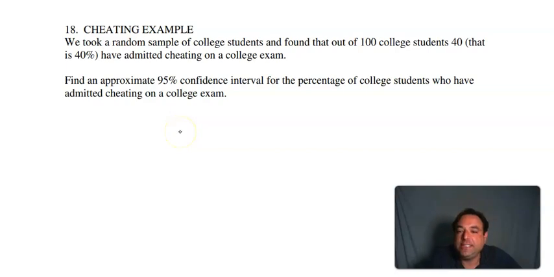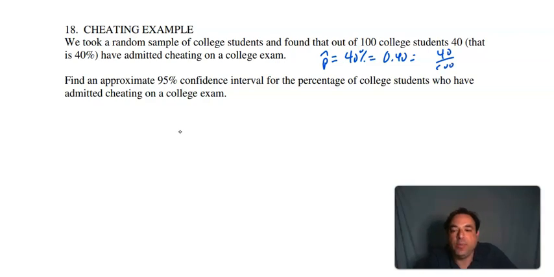Okay, so for question 18, we took a random sample of college students and found that out of 100 college students, 40% have admitted cheating. So that's our p hat, 40%, which is 0.40, which comes from 40 out of 100. Find the approximate 95% confidence interval for the percentage of college students who have admitted cheating on the college exam. So the formula we're going to use is p hat plus or minus z star times your SE.